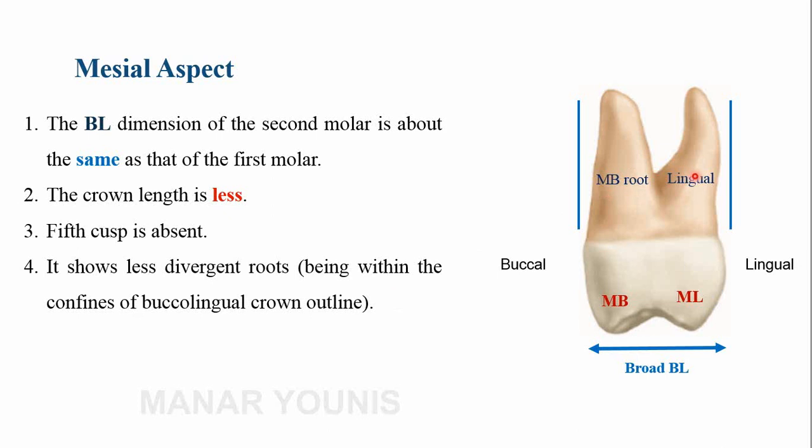Both mesiobuccal and lingual roots are less divergent, therefore they are located within the confines of the crown outline, compared with maxillary first molar, where maximum contours or curvatures of both lingual and mesiobuccal roots were extending beyond the outline of the crown.